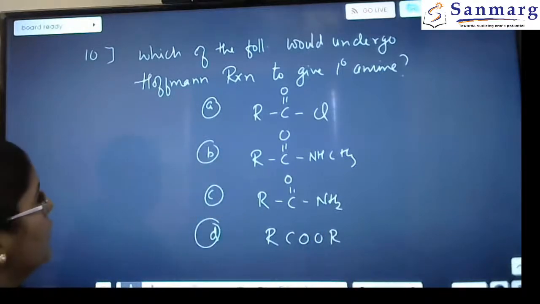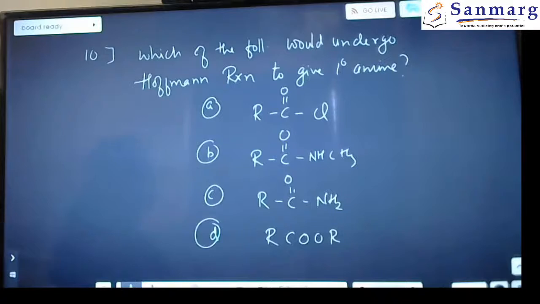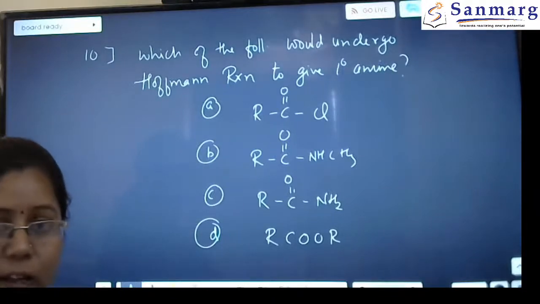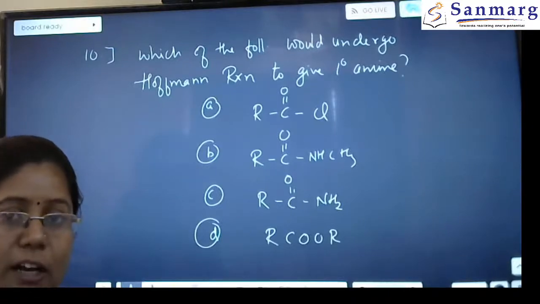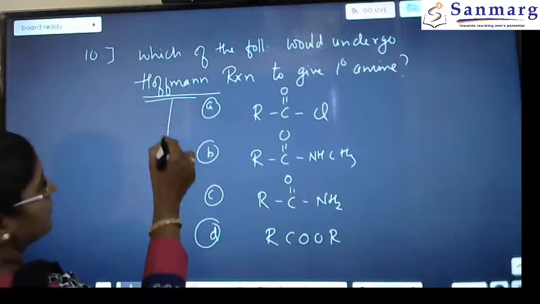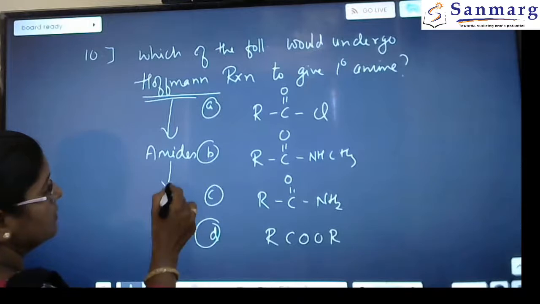Which of the following will undergo Hoffman bromamide reaction? As you know, the Hoffman bromamide reaction is a reaction in which you take amides. Amides are made to react with bromine and potassium hydroxide. They are then converted to the respective amines. So Hoffman's reaction means amides are converted to amines.